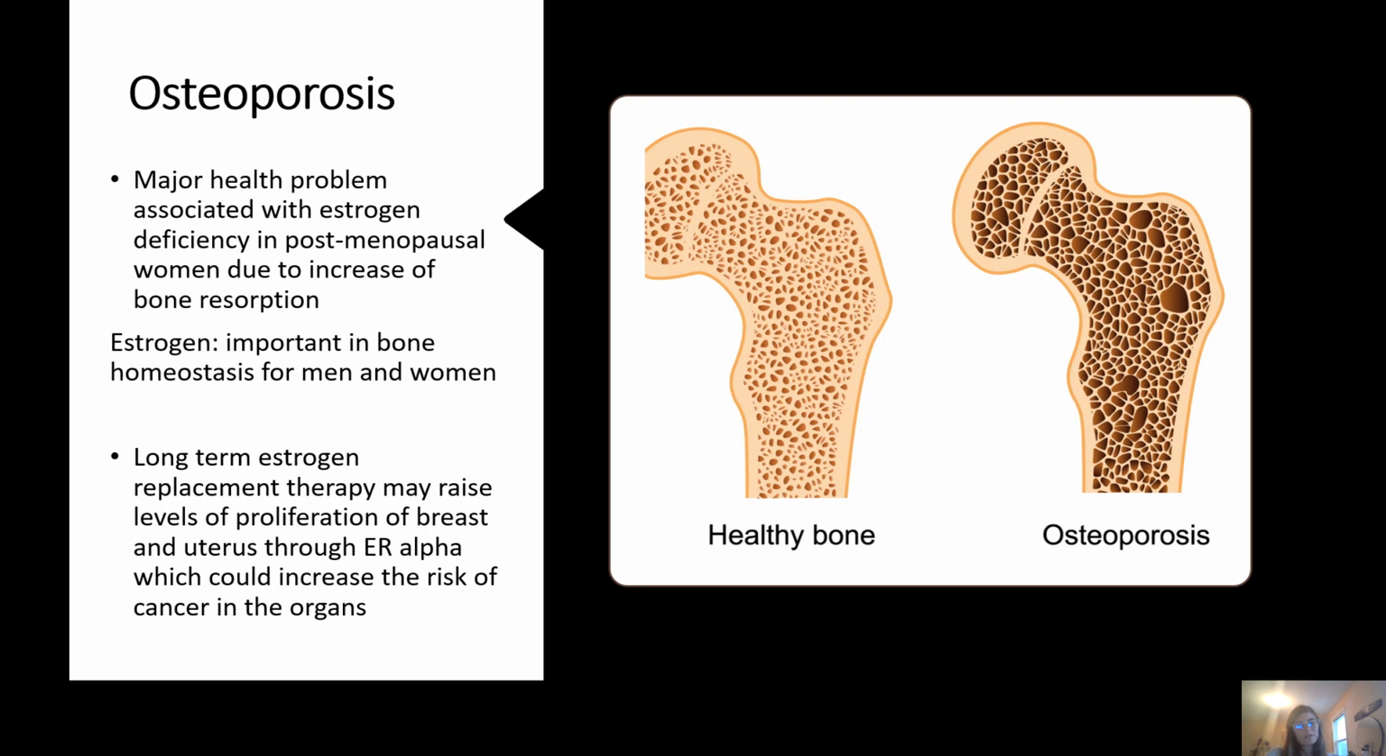And estrogen is important for bone homeostasis for men and women. So vitamin D is very important for this, and also estrogen. So long-term estrogen replacement therapy can raise levels of proliferation of breast and uterus through estrogen receptor alpha, which could increase the risk of cancer in the organs.